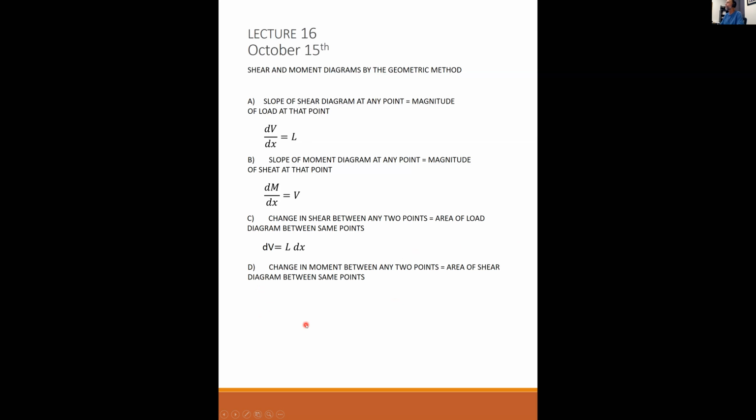The change in moment between any 2 points is equal to the area of the shear diagram between the same points. So dM is equal to V dx. And of course, anytime you see the area, that means we're going to get into some integrals. So the moment is equal to the integral of the shear diagram, and the shear is equal to the integral of the load diagram.